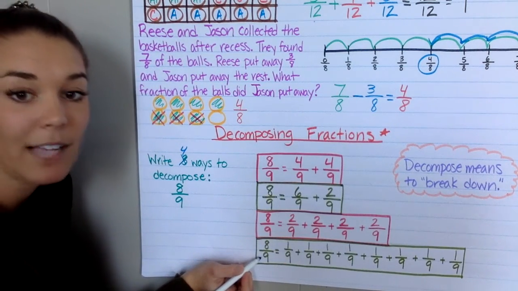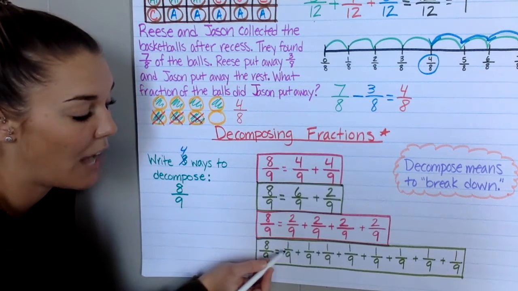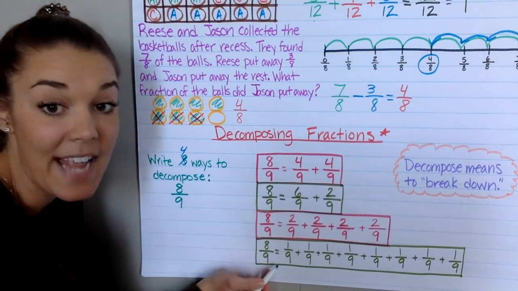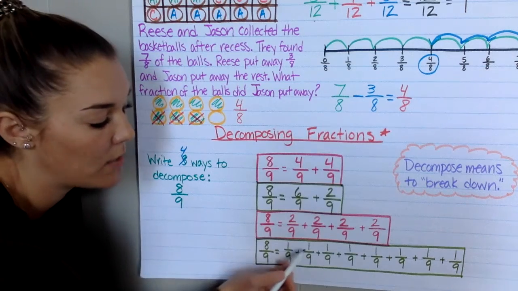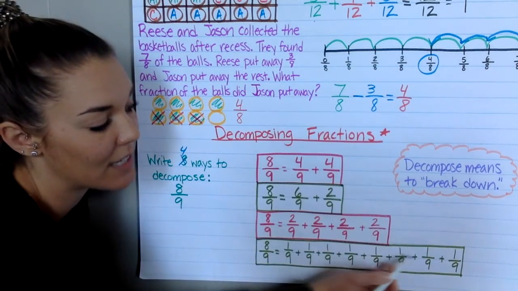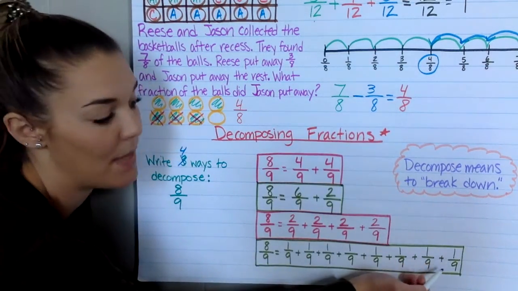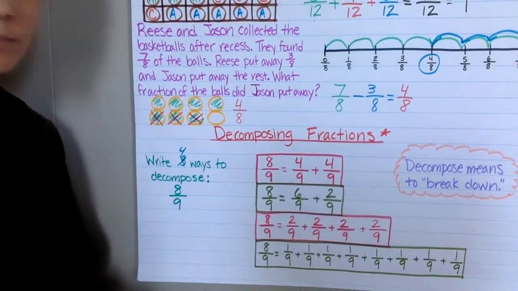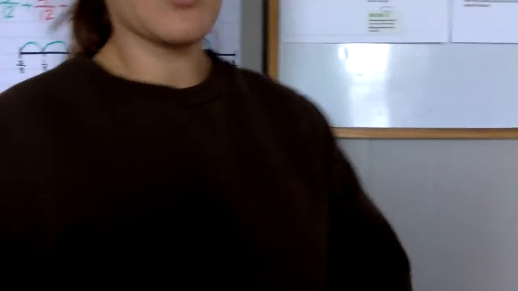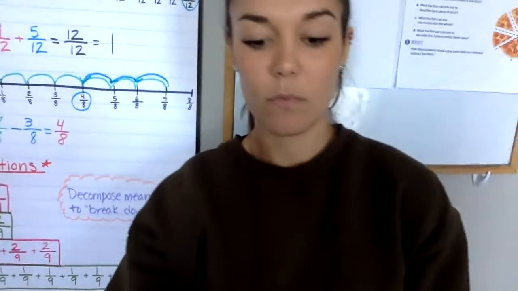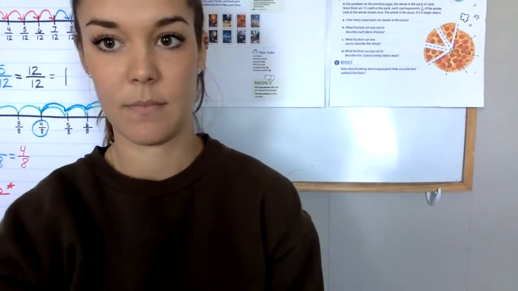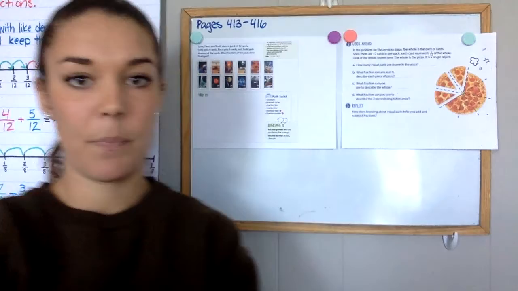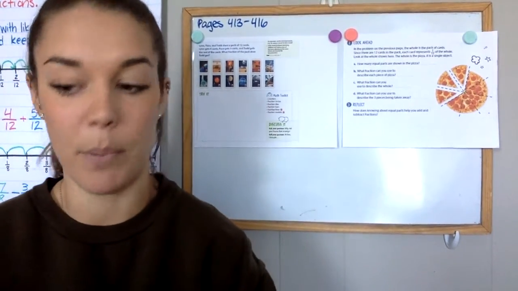Also, lastly, to show 8/9, you could add 1/9 8 times, right? 1, 2, 3, 4, 5, 6, 7, 8. And then you keep your denominator the same, okay? So those are the types of things we're going to be doing in lesson 20. I'm going to have you open up now to page 413 of your book.